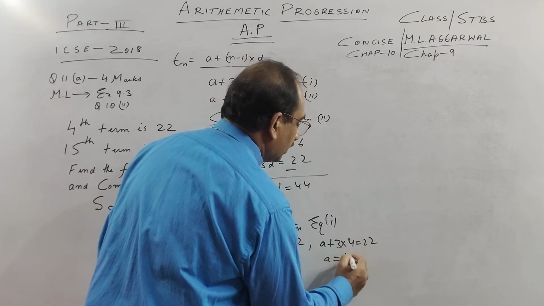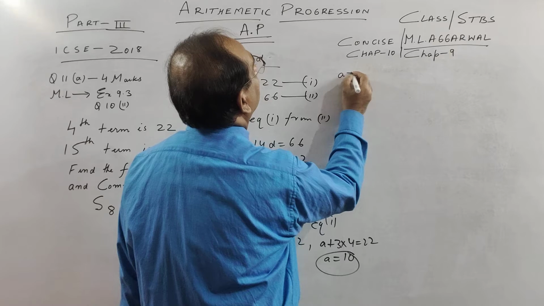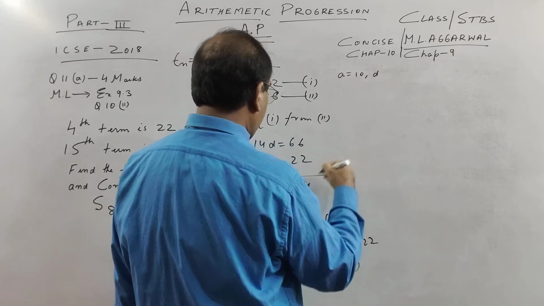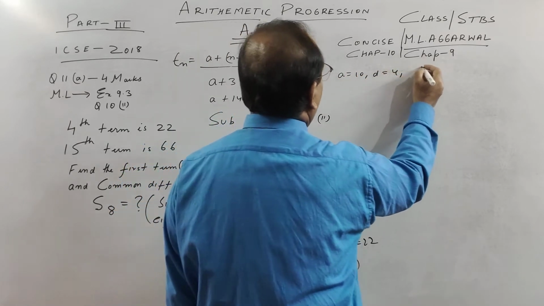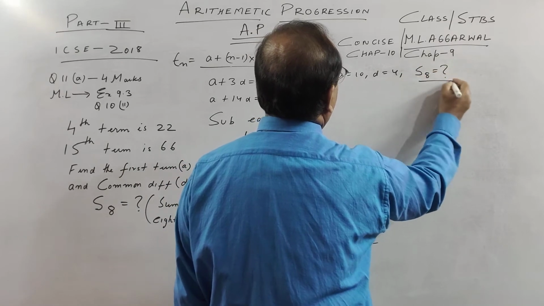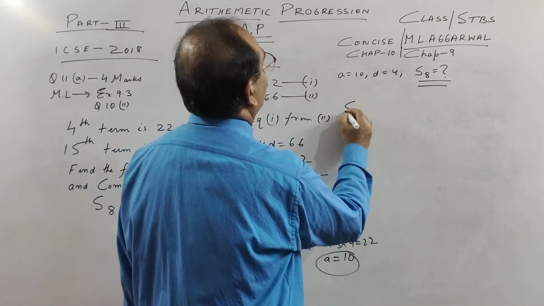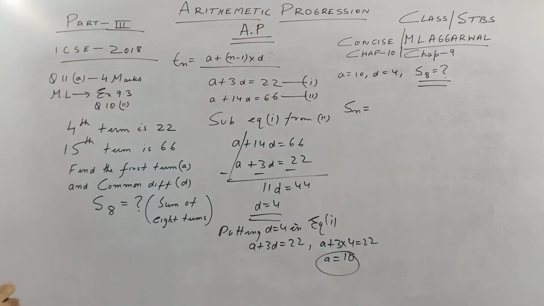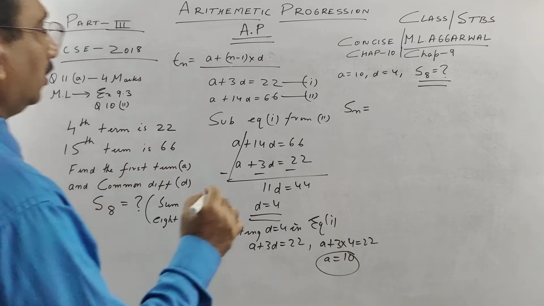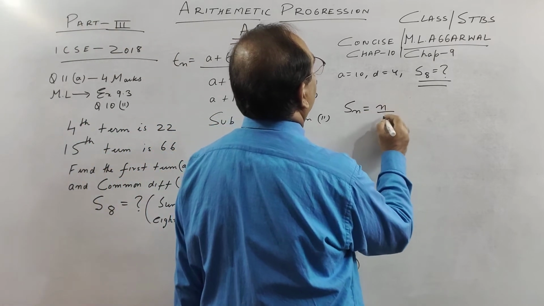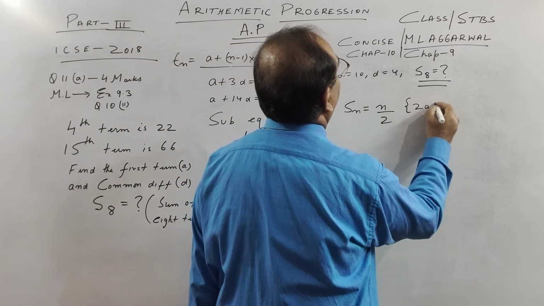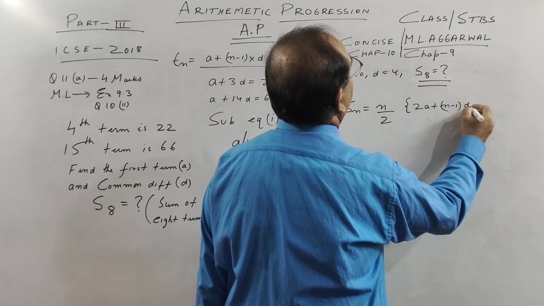So 22 minus 12 is 10. So the first term is 10 children, and the difference we have got is 4. We have to find the sum of 8 terms. Okay, so if you remember the formula, sum of n terms is n by 2, 2a plus n minus 1 d.